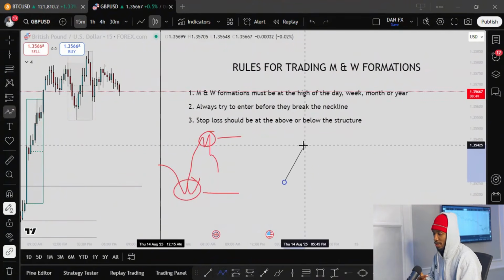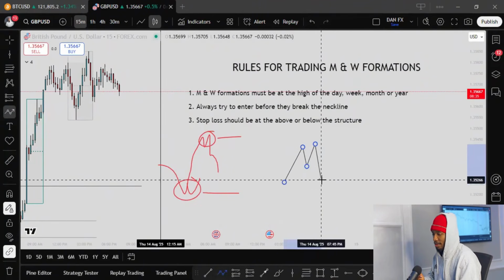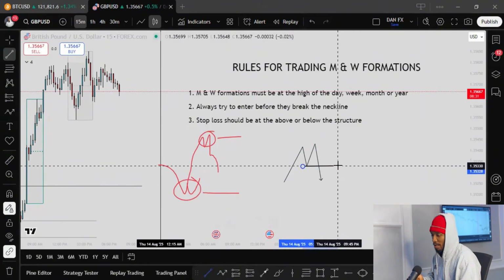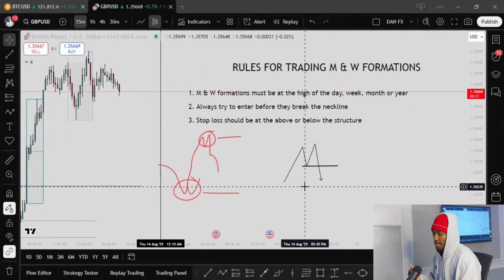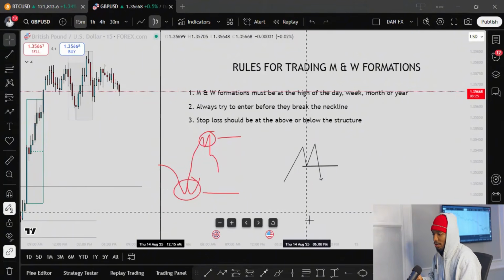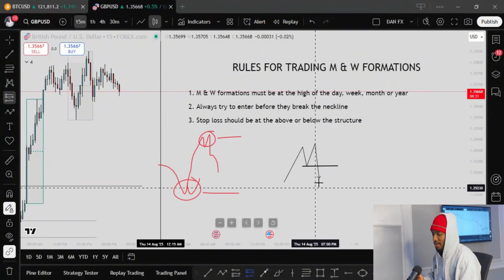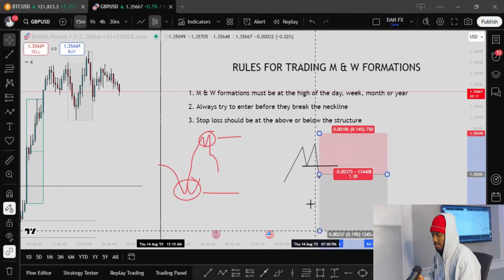So you get your first leg, you get the neckline, you get your second leg, and then price goes down like this, right? We know what the neckline is. For those that don't know, the middle part of the M formation is the neckline. So usually they'll tell you to wait for price to break the neckline and then you enter when price breaks the neckline, and then you put your stop loss above and then hold it.